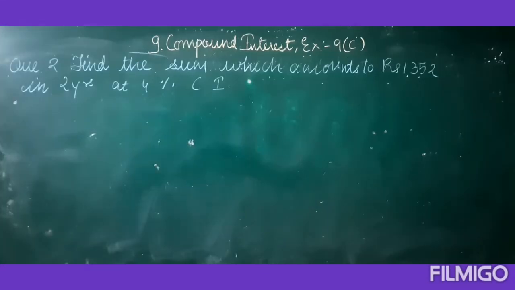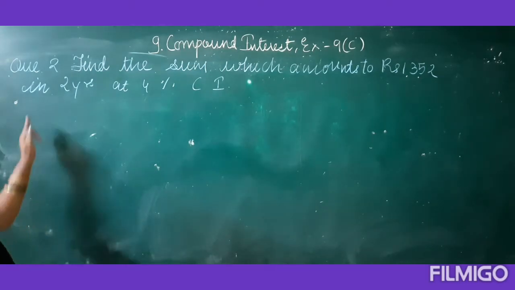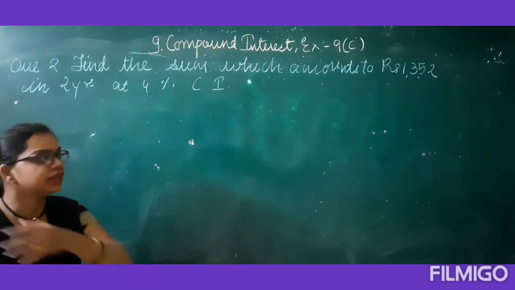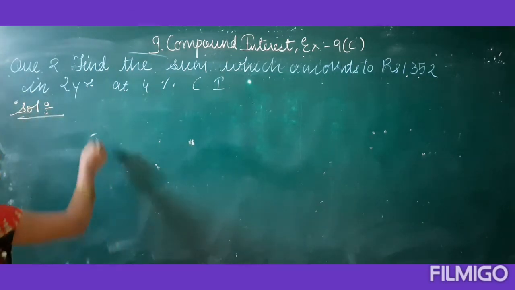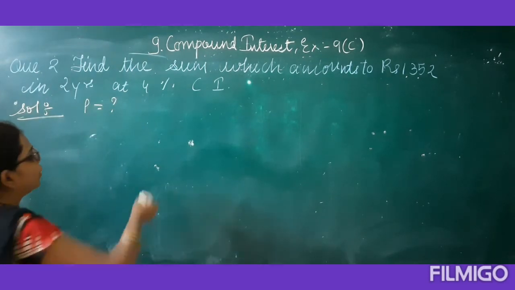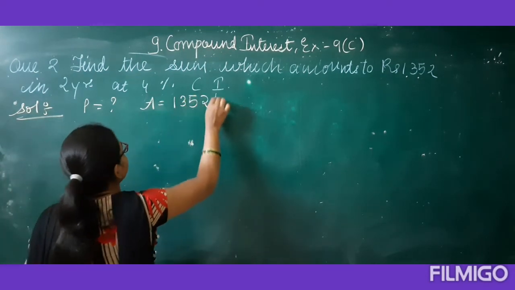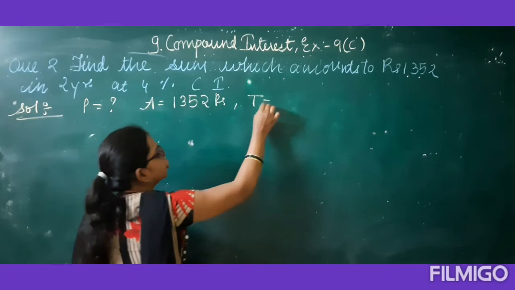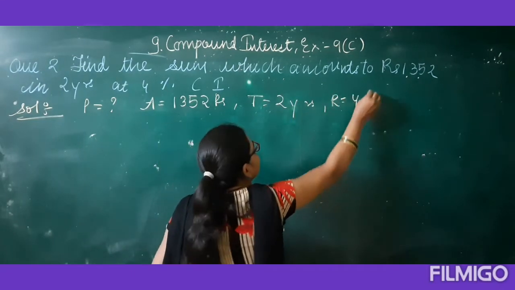This is question number 2. In this question it is saying find the sum which amounts to rupees 1352 in 2 years at 4% rate compound interest. Again you have to find out the sum, sum means principal. Amount is given to you as 1352 rupees. Time is given as 2 years and rate is given as 4%.